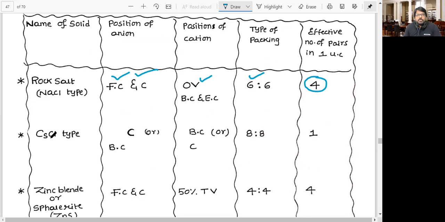In case of cesium chloride type, if anion is at a corner, then cation will be at body center. In fact, that is called cubic void. If anion is at body center, then lattice will be formed by cation. That is, cation will form simple cubic lattice. So one ion is forming simple cubic lattice, and another ion is sitting in a cubic void. The coordination numbers are 8 and 8, and each unit cell has only one ionic pair.